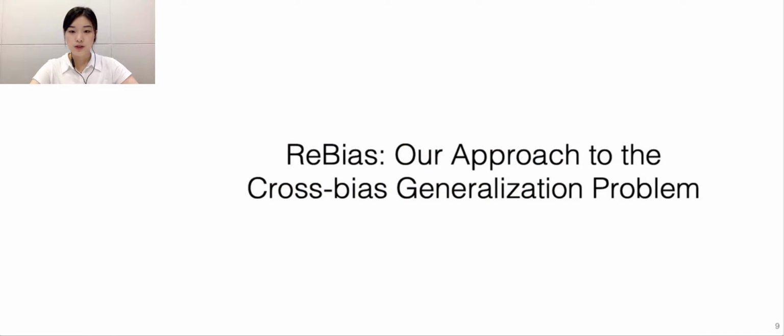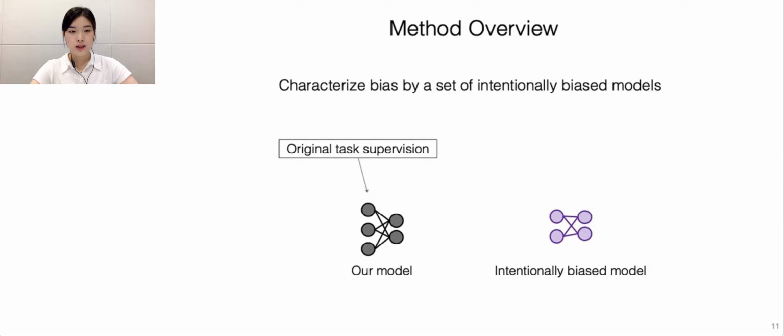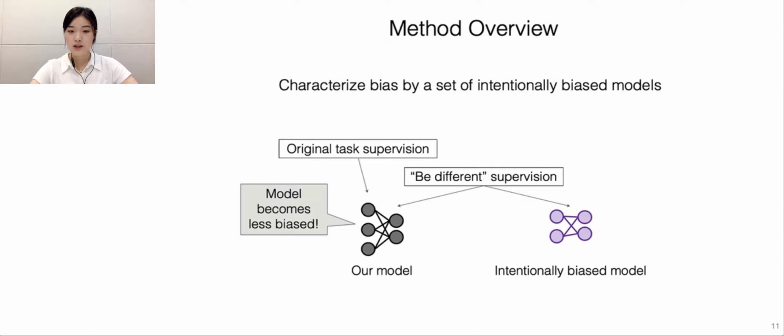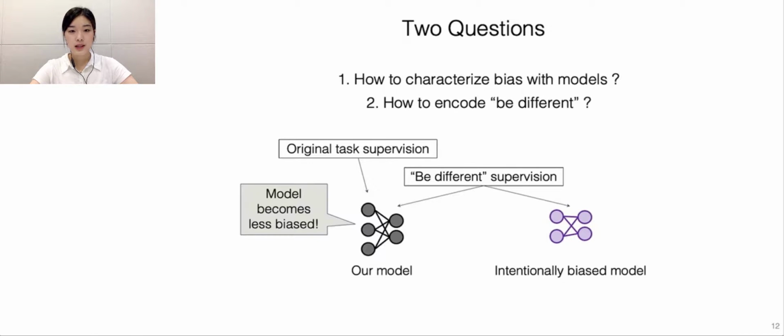Our approach to the cross-bias generalization problem is called ReBias. Simply put, when we only give our model the original task loss, we cannot prevent it from being a biased model. To mitigate this, we characterize bias by a set of intentionally biased models, and then force our model to learn a different representation. As a result, our model becomes less biased. This raises two questions. First, how do we characterize bias with models? Second, how do we encode 'be different'?